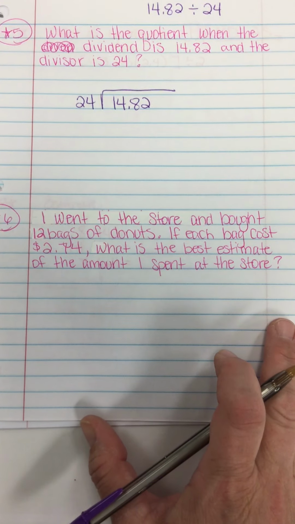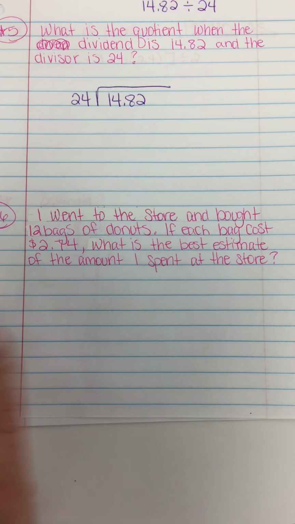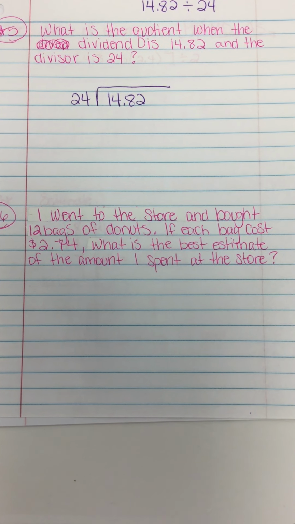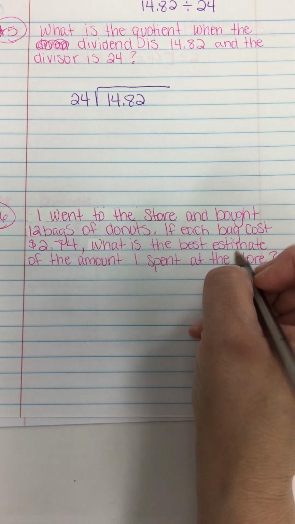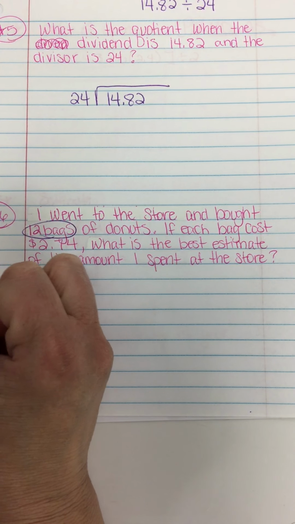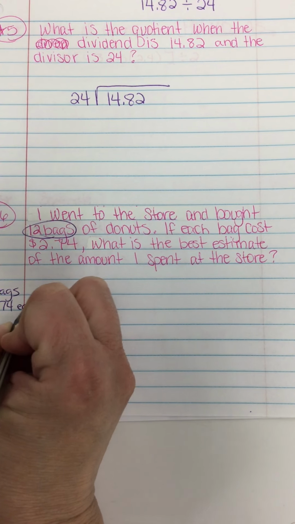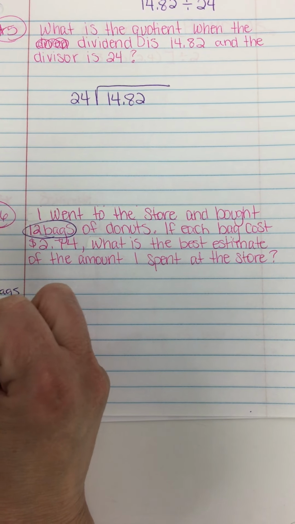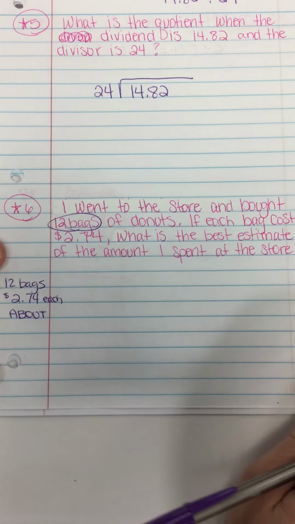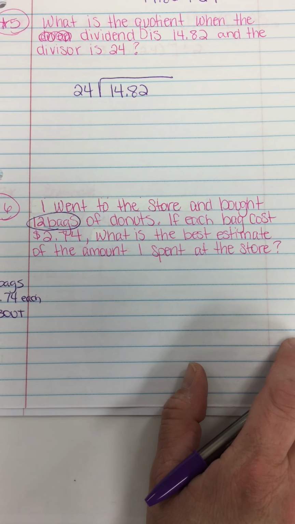All right, next one. I went to the store and bought 12 bags of donuts. If each bag costs $2.74, what is the best estimate of the amount I spent at the store? All right, so I bought 12 bags. That's something I know. They were $2.74 each. And estimate means I'm looking for the about, right? So here's what I have.